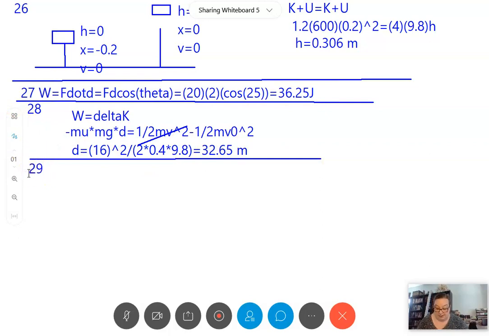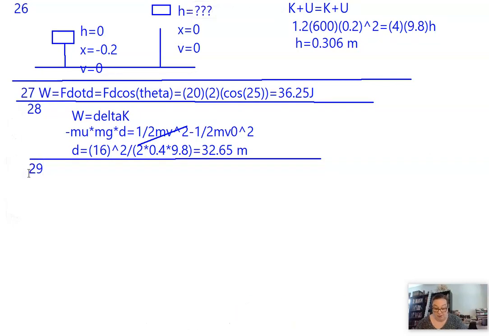All right, 29. A 4-kilogram particle is moving horizontally with a speed of 5 when it strikes a vertical wall. The particle rebounds with a speed of 3. What is the magnitude of the impulse delivered to the particle? So our impulse is just defined as force times time, or momentum final minus momentum initial. In this case, since they told us all about the mass and velocity, it's just going to be m v final minus m v initial. So in this case, the mass is 4.